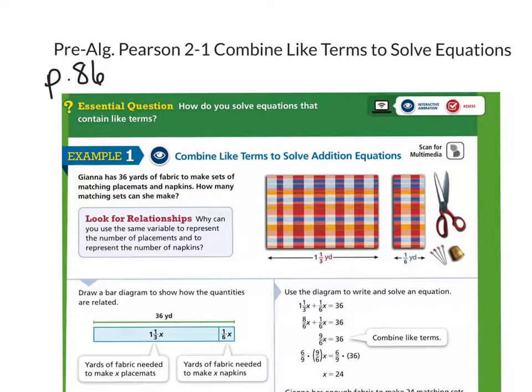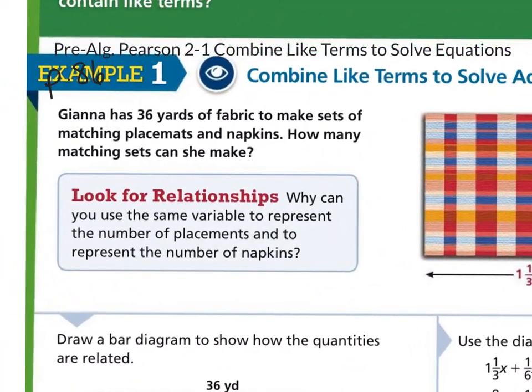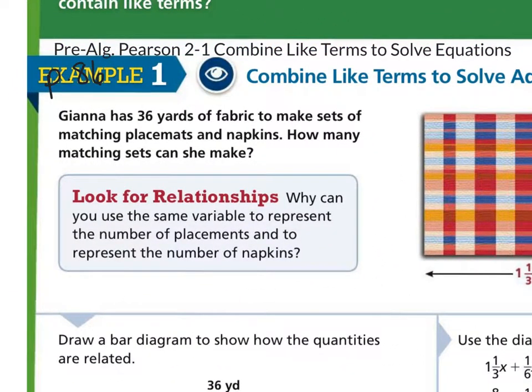Lesson 2.1 is on combining like terms to solve equations. We look at page 86, example 1. Gianna has 36 yards of fabric to make sets of matching placemats and napkins. How many matching sets can she make?